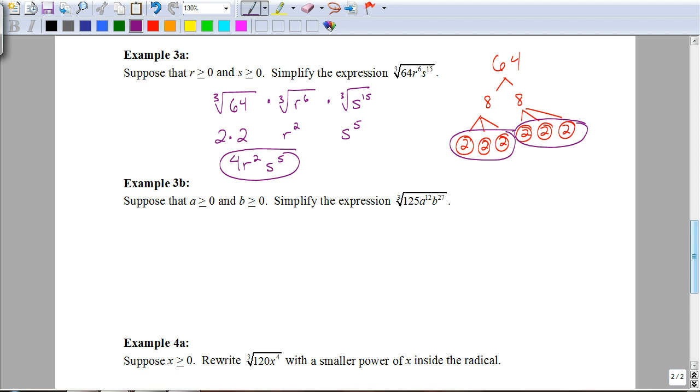Why don't you try that now on your own with the cube root of 125 a to the 12th b to the 27th. So pause the video and play it when you're ready. Okay, with this one, I'm going to break this up into the cube root of 125 times the cube root of a to the 12th times the cube root of b to the 27th. And I'm going to simplify each of these. Now you may know what the cube root of 125 is, but if you don't, do the factor tree for it.